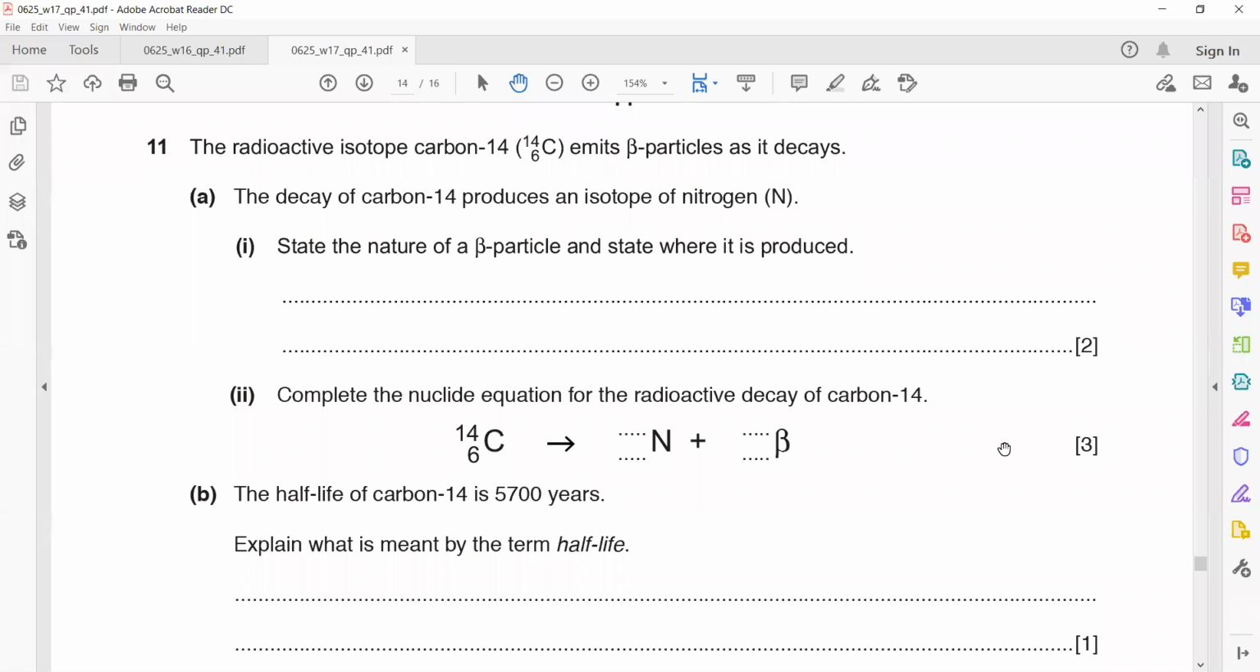The radioactive isotope carbon-14 emits a beta particle as a decay. The decay of carbon-14 produces an isotope of nitrogen. State the nature of the beta particle and state where it is produced. What is the nature of the beta particle? Positive, negative? They are produced in all these radiations are produced from the nucleus.